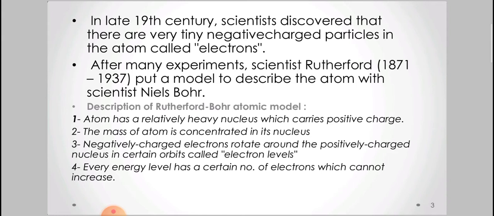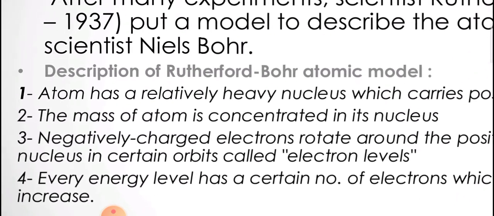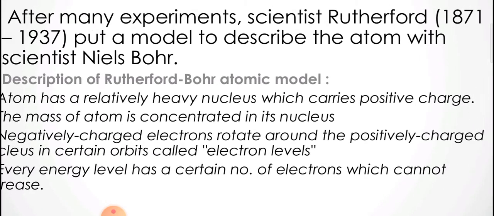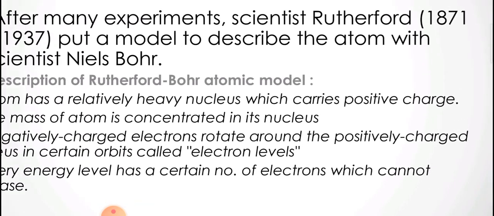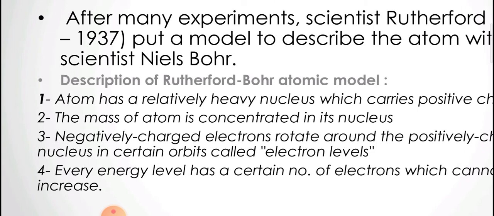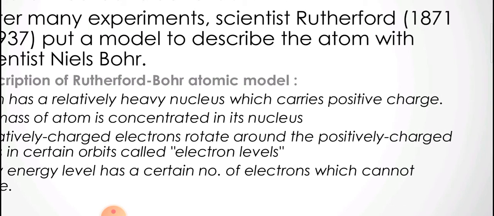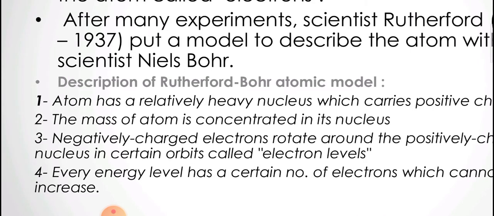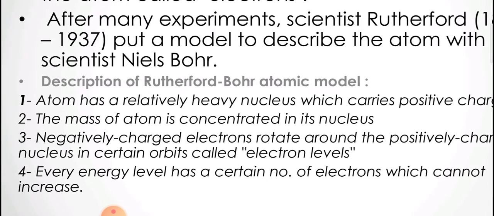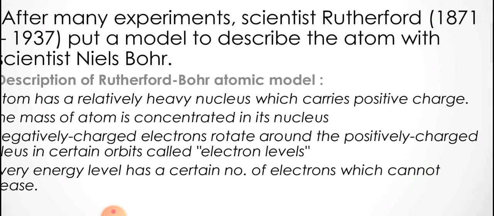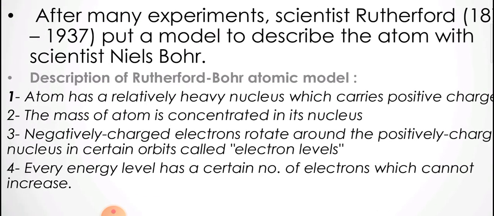After many experiments, scientists Rutherford and Niels Bohr described the atomic model. Number 1, the atom has a relatively heavy nucleus which carries a positive charge. Number 2, the mass of the atom is concentrated in its nucleus. Number 3, negatively charged electrons rotate around the positively charged nucleus in certain orbits called electron levels. Number 4, every energy level has a certain number of electrons which can't increase.